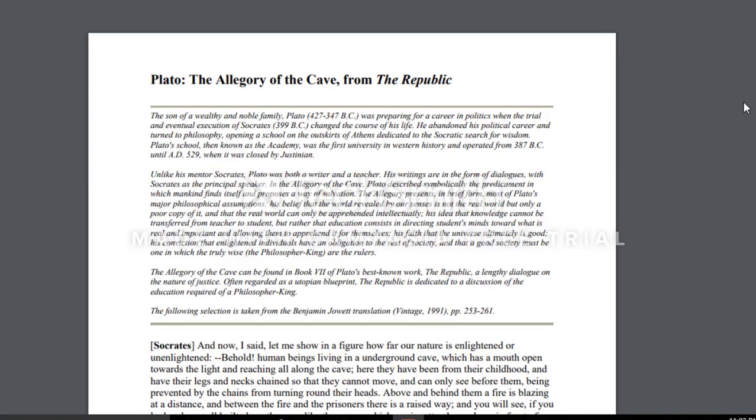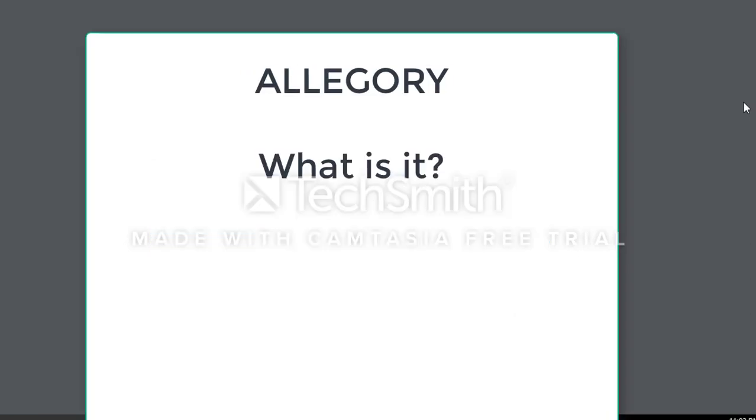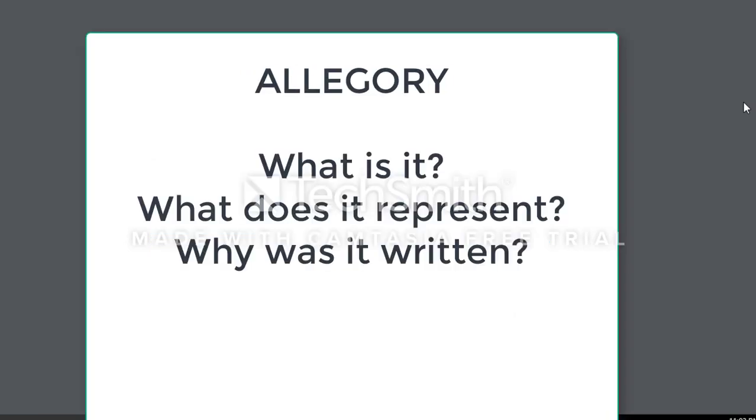Welcome back, class. Today we're going to be talking about the Allegory of the Cave by Plato, where we're going to be discussing 3 points. Our focus is going to be the allegory. What is an allegory? What does it represent? Why is it written? To whom is it written?